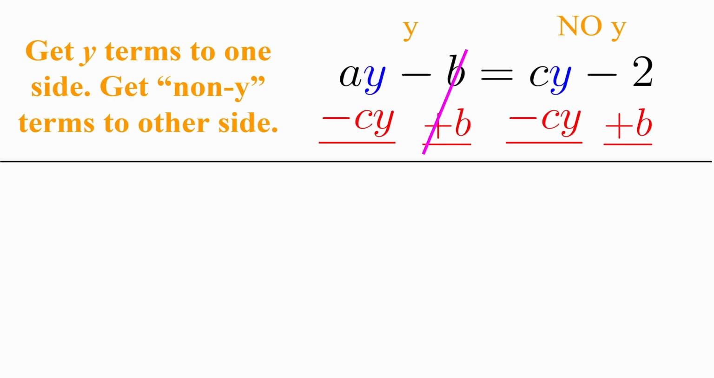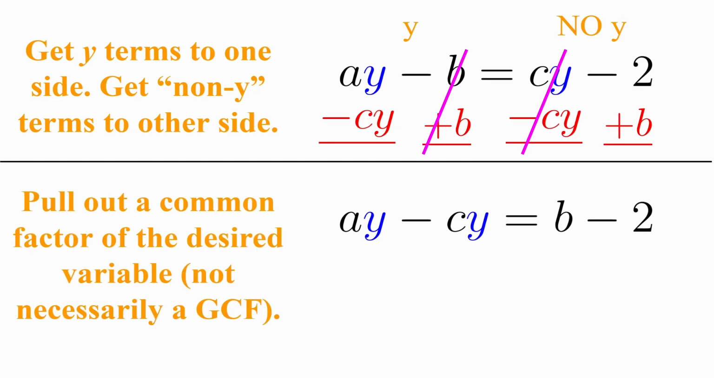These b's will go away, and these cy's will go away, and we'll be left with something like this: ay minus cy is equal to b minus 2. You could write negative 2 plus b, but remember, we really don't like leading negatives. So why don't we write b minus 2?